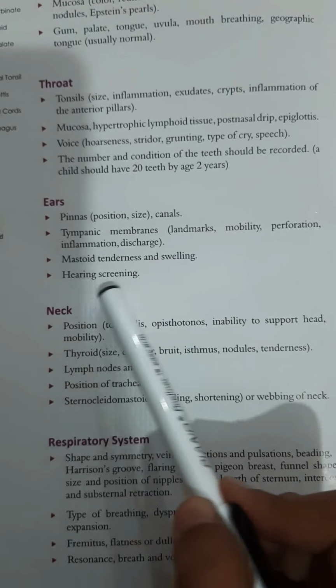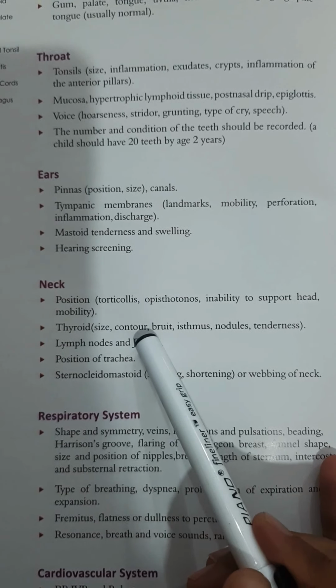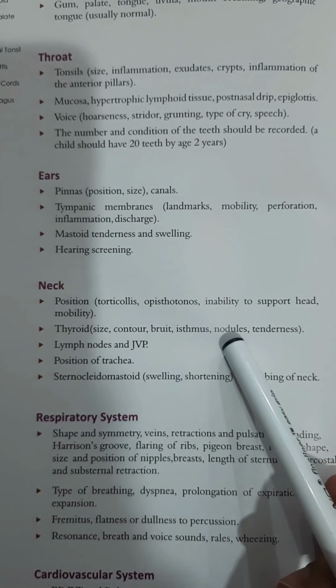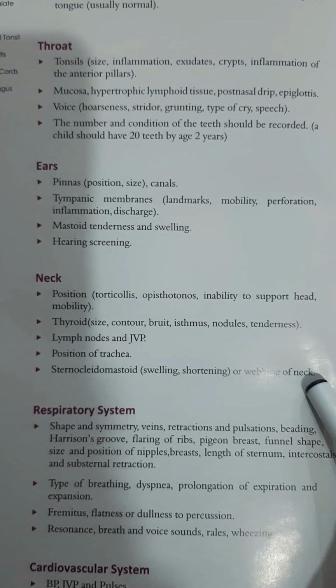In the neck, we will see the position of the neck, which may be disturbed in torticollis or opisthotonus, due to which there may be inability to support the head or limited mobility. For thyroid disturbances, we can check the size, contour, bruit, isthmus, nodules, and tenderness of the thyroid. Lymph nodes and JVP in the neck can be checked, and we will also check the position of the trachea, and the sternocleidomastoid muscle is to be checked for swelling, shortening, or webbing of the neck.